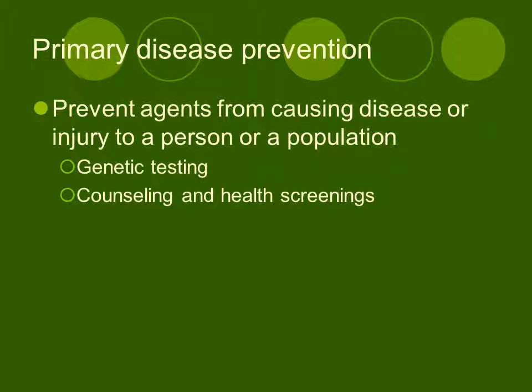Now, to talk a little bit about the 3 different levels of primary disease prevention. The 3 different levels of disease prevention. So the first one being primary. Basically, primary is like your point of contact with the physician. This is where you have genetic testing, counseling, and health screenings take place.